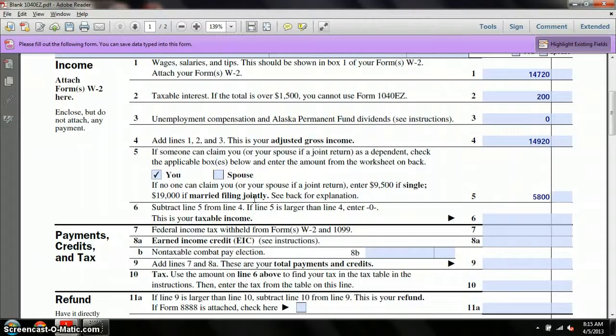Subtract line 5 from line 4. If line 5 is larger than line 4, enter 0. So obviously here line 5 is not larger than line 4, so we're going to take line 4, which is 14,920, minus line 5, which is 5,800, and we get 9,120. That's what we're going to enter here for line 6.